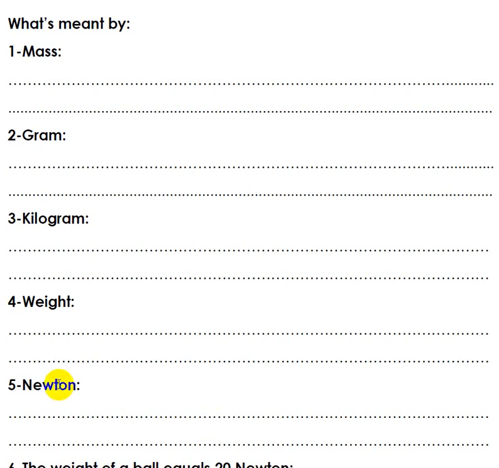Newton. Well, Newton, do you remember? It is the measuring unit of weight, and 100 grams, like an apple, weighs almost one Newton. So that's it for today.